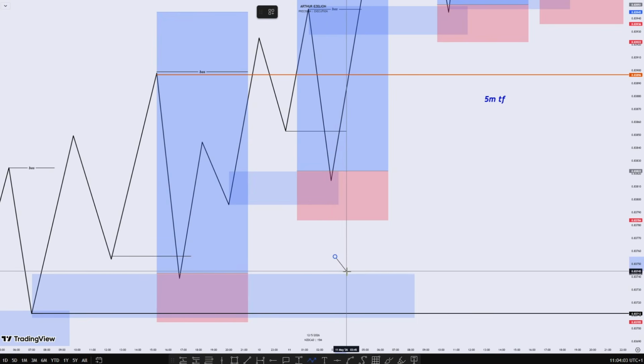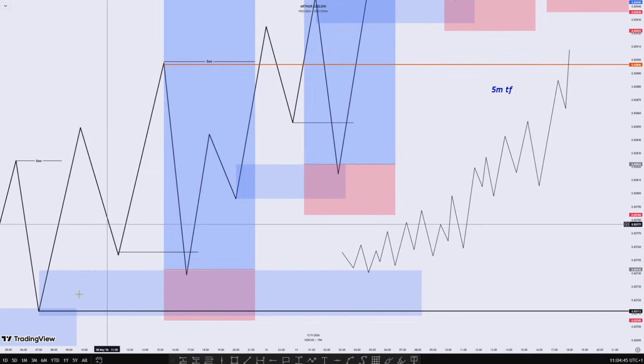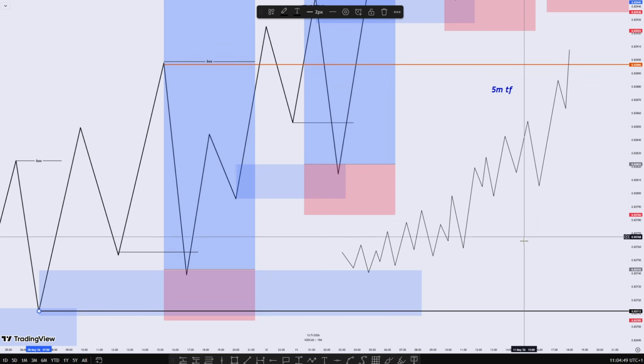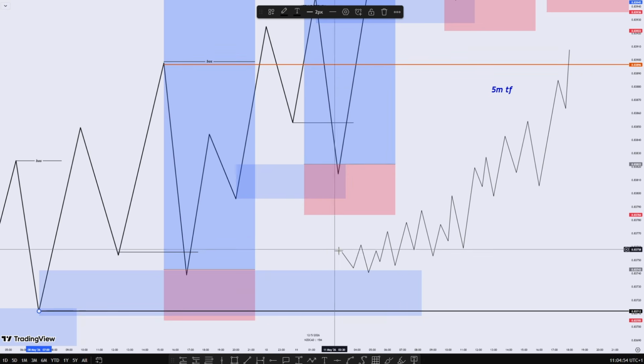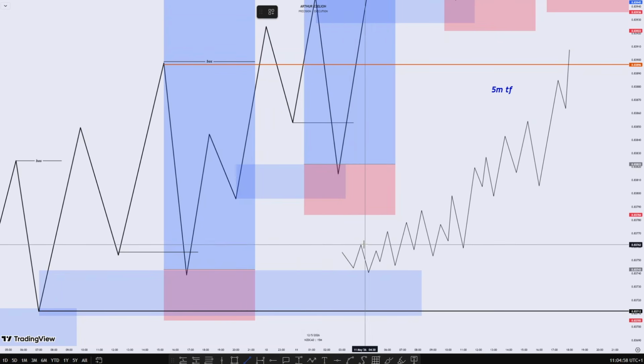Give me a second, let me draw this up. Now this structure, this is our swing structure from here to this high. We are expecting price to go from here to this high. So now we can keep on looking for our same entry model, which is a break of structure.